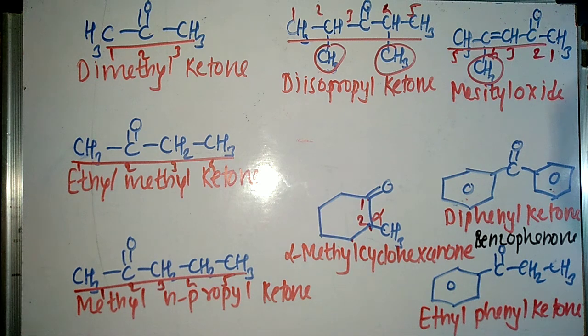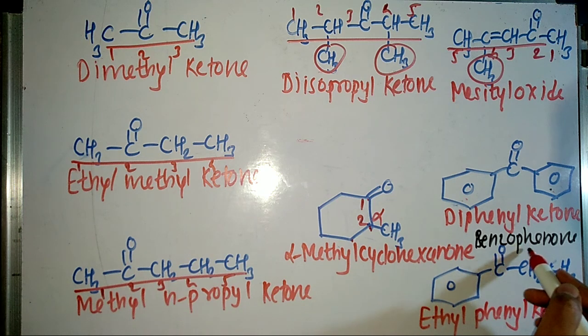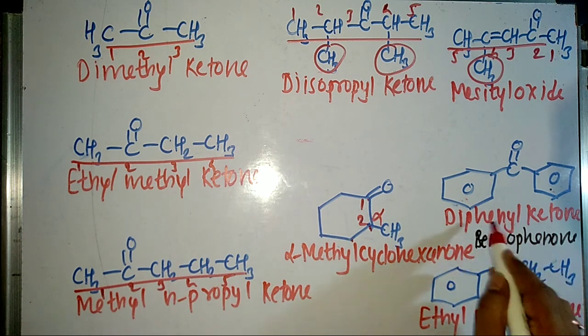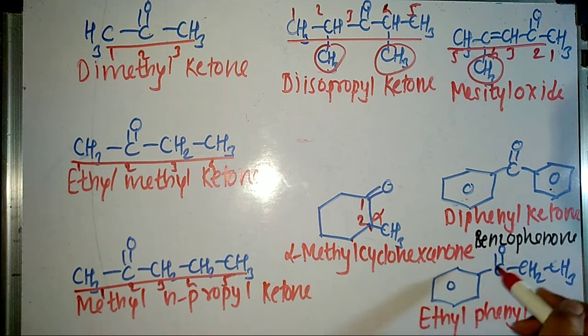So I have started the numbering from the right hand side. Here the molecule has the same common name and IUPAC name. In IUPAC nomenclature, it is also called benzophenone. So don't bother about this example. In this case, this is the longest chain.